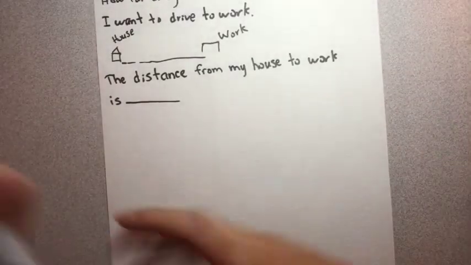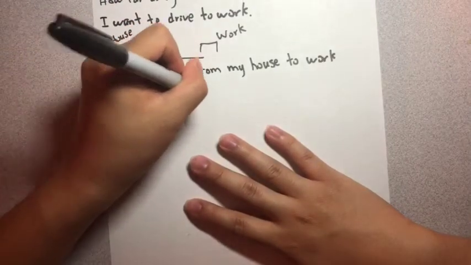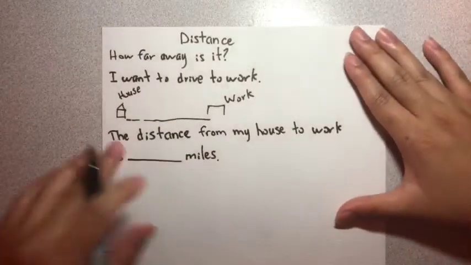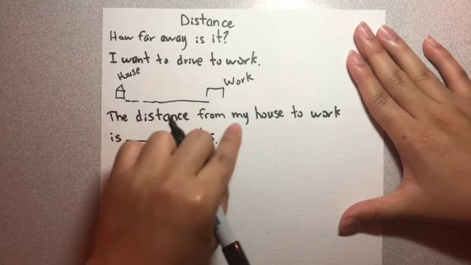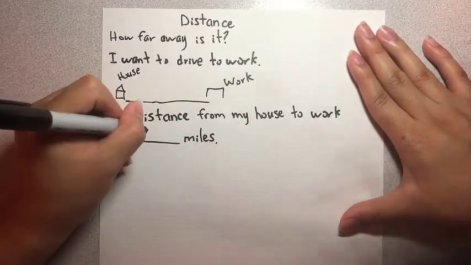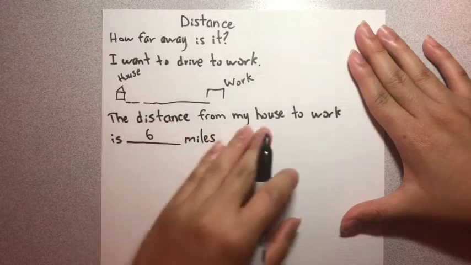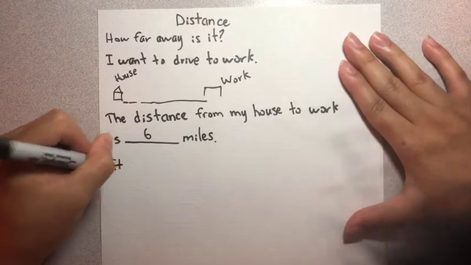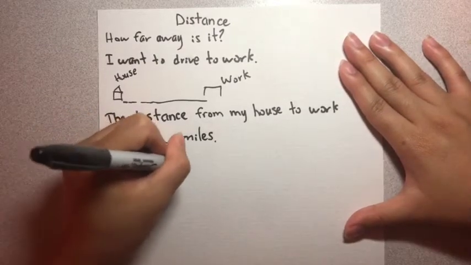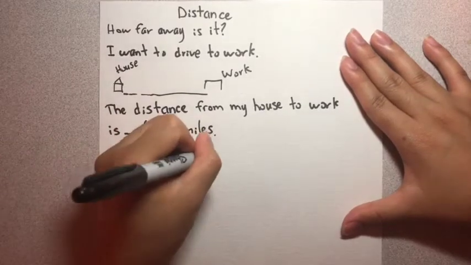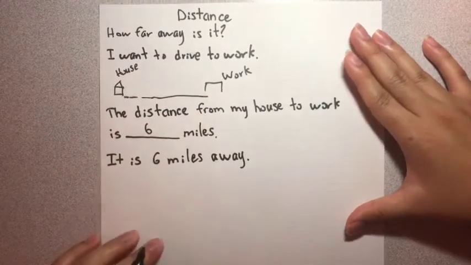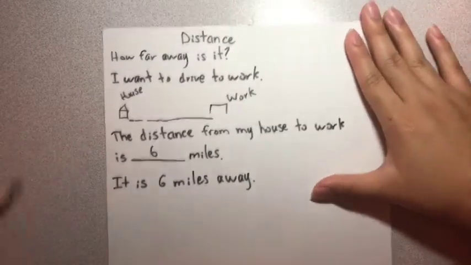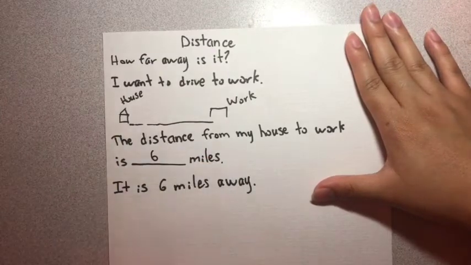The distance from my house to work is a number of miles. So how far away is it? The distance from my house to work is, so let's just say, 6 miles. We can say it is 6 miles away. How far away is work? It is 6 miles away.